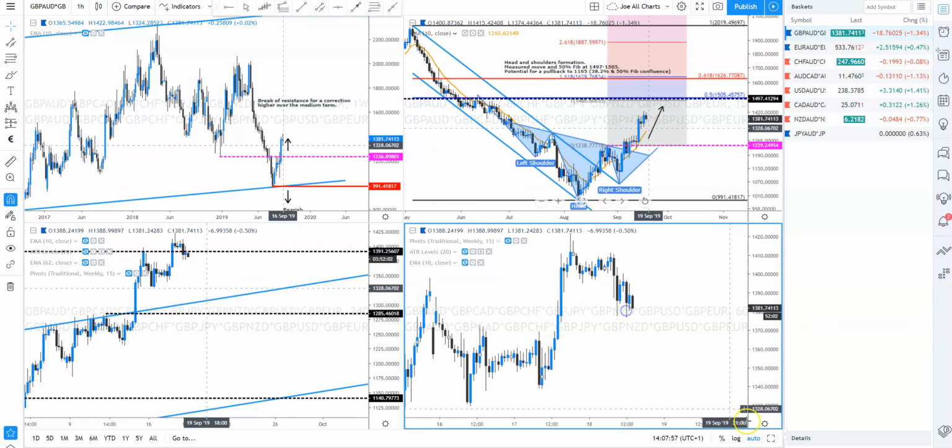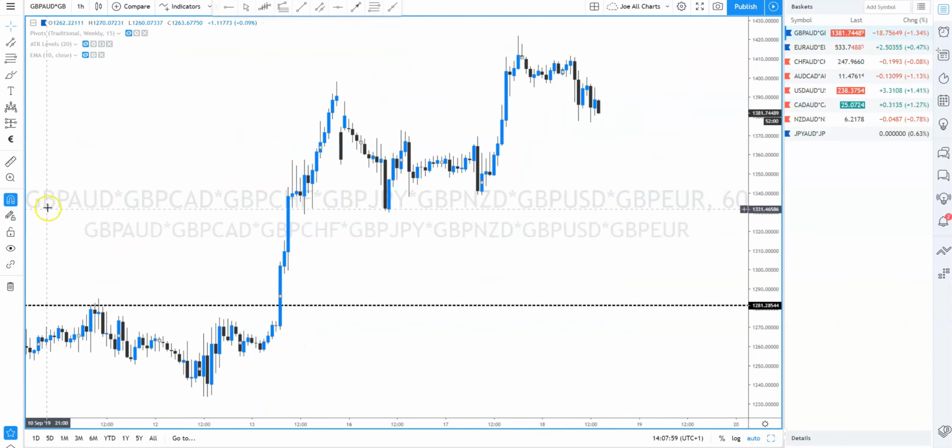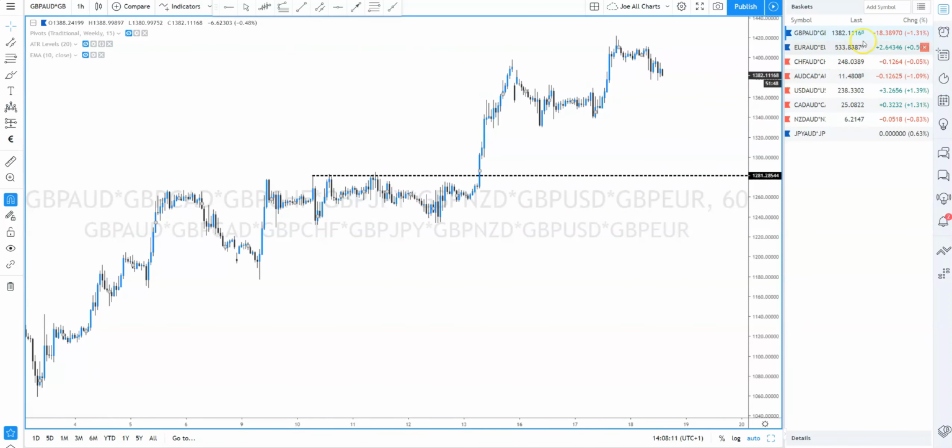So if we just take a look at this here, you can see from the watermark. So this is sterling Oz, sterling CAD, sterling CHF, sterling yen, sterling New Zealand dollar, sterling US dollar, sterling euro, all combined together in one chart to give us this basket.